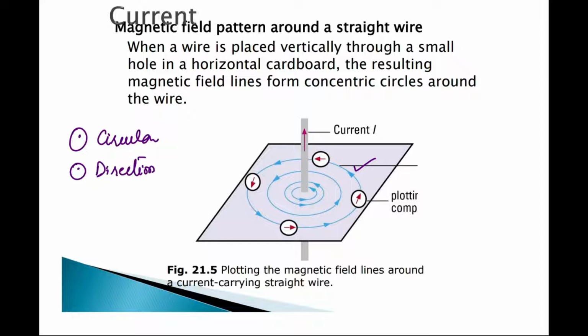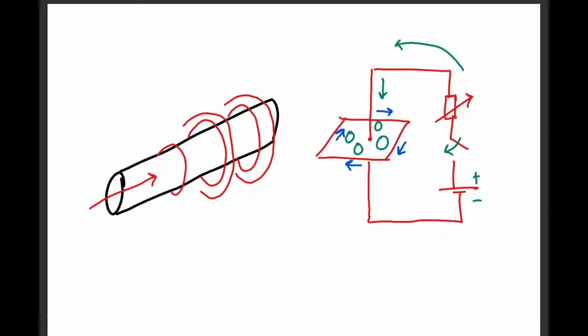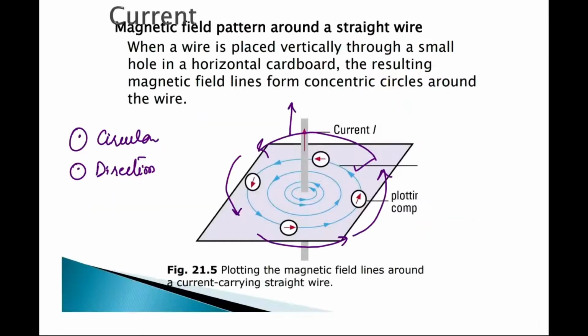You can notice that when the current is flowing upwards, the magnetic field is anti-clockwise. It actually rotates like this around the conductor. But if the current is downwards, let's say in this example the current is downwards, the magnetic field was clockwise. It's actually moving like this. So the direction of the current determines the direction of the magnetic field that is around the conductor.